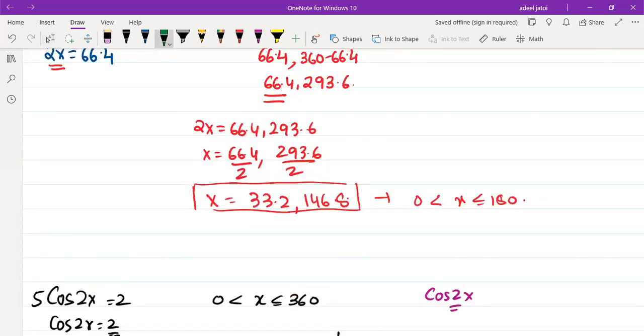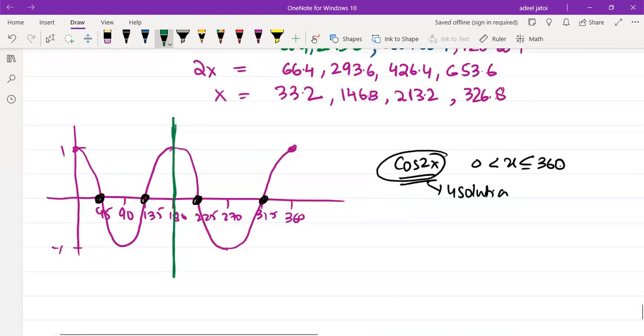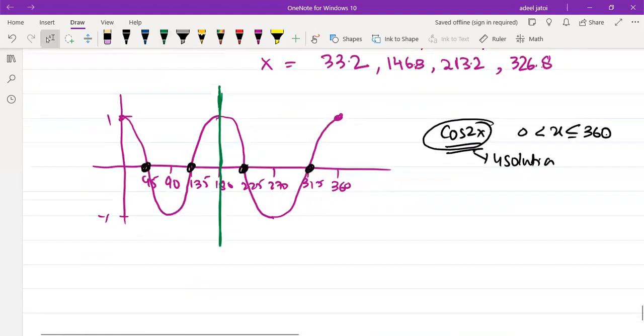But obviously, this 33.2 and 146.8 is not represented by this. In this particular solution, what would be the answer? 45, 135, 225, and 315. That means if I want to have solutions of cos 2x, these are the solutions: 45, 135, 225, and 315.